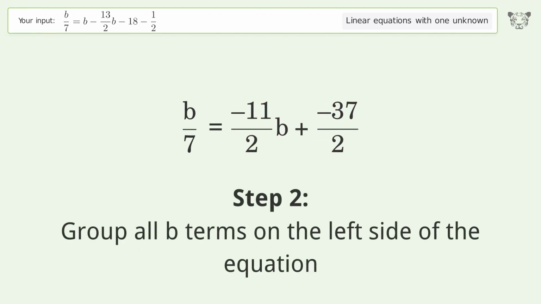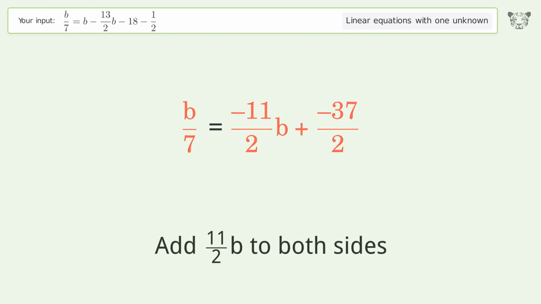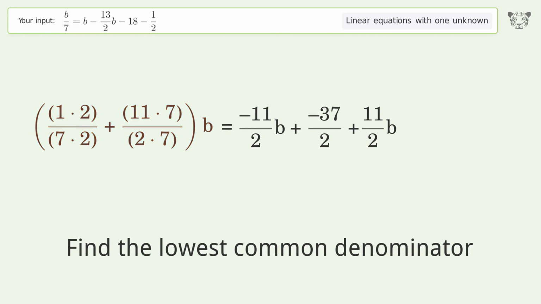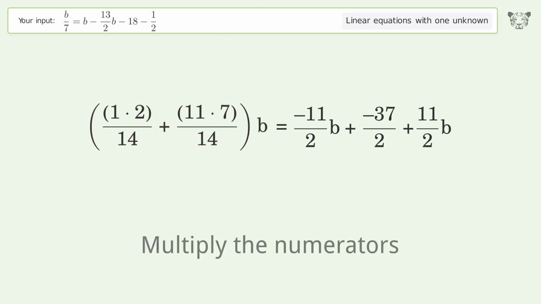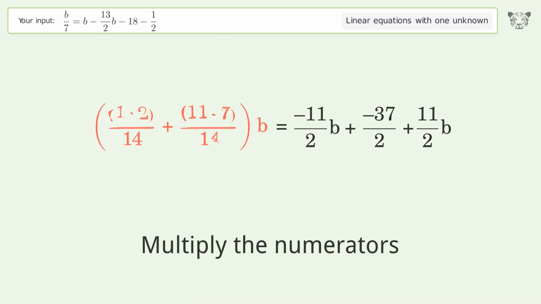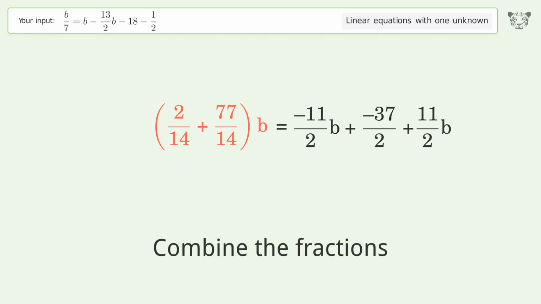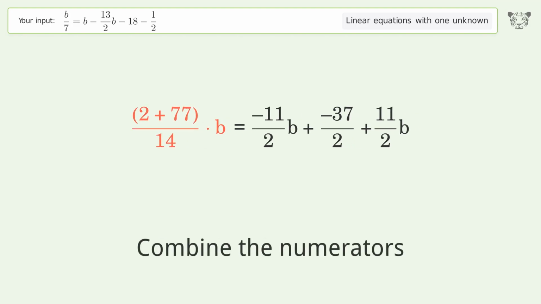Group all b terms on the left side of the equation. Add 11/2b to both sides. Find the lowest common denominator. Multiply the denominators. Multiply the numerators. Combine the fractions. Combine the numerators.